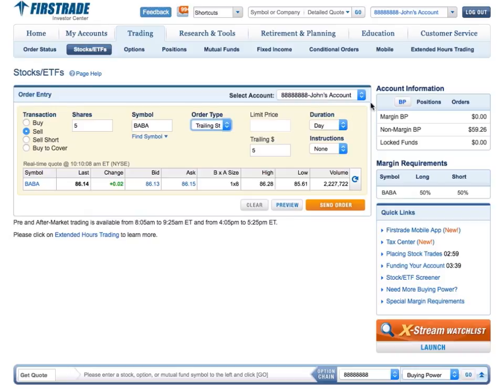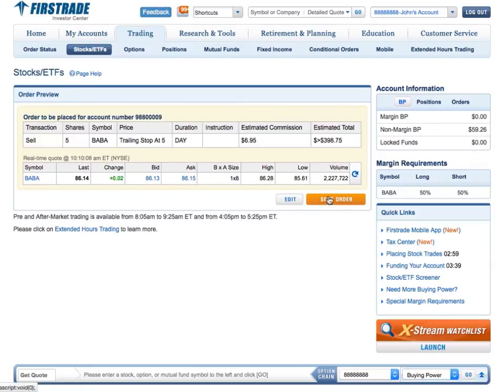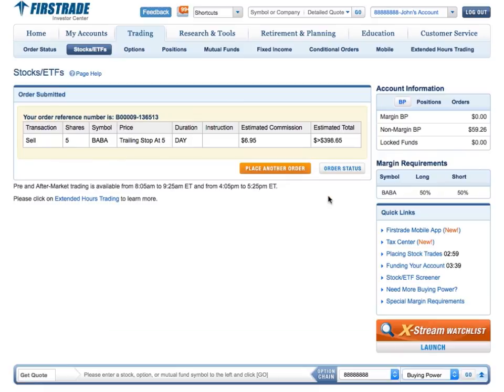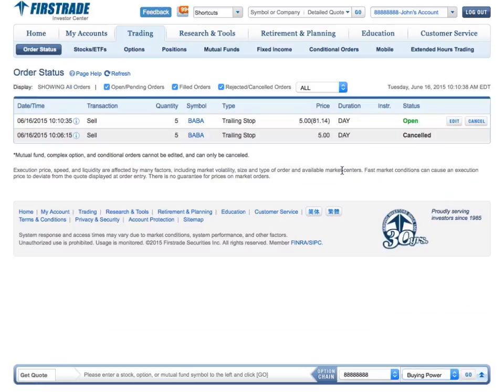Notice that the duration may be left at day or set to GT90, the same choices as stop, limit, or stop limit orders. Once the trade is sent, please check the order status. This page will display whether the order is open or filled, just like any other order.